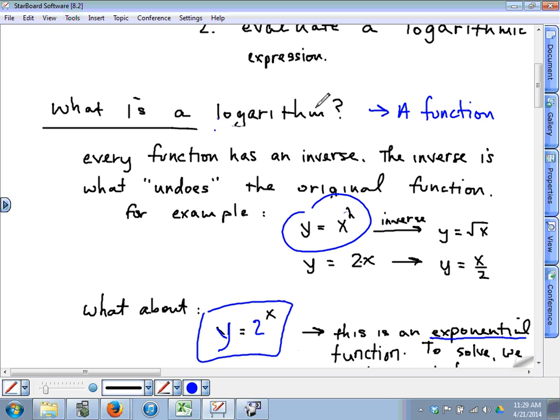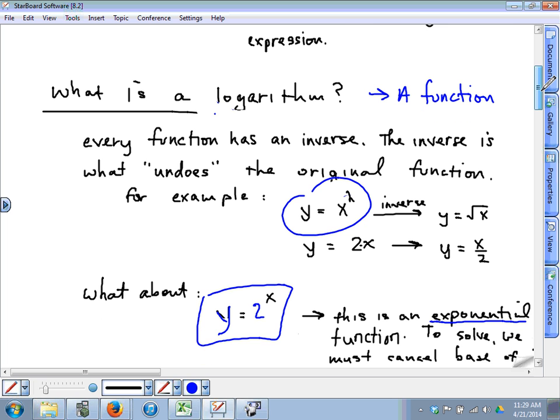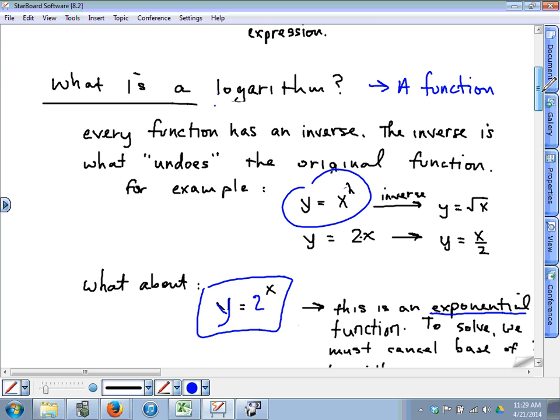Why do you think we're talking about logarithms right after we talk about exponentials? They're the inverse. Oh, wait, log is the inverse? Log is the inverse of exponentials. If I wanted to cancel a base, what cancels a base? A logarithm. Okay. So write this down.